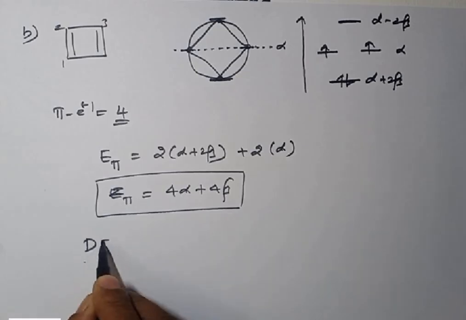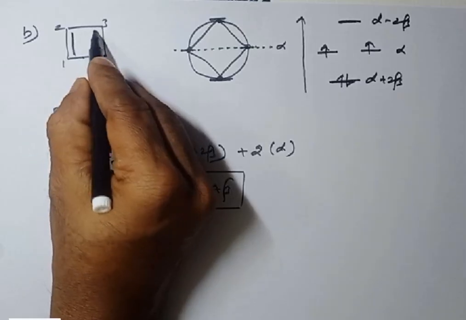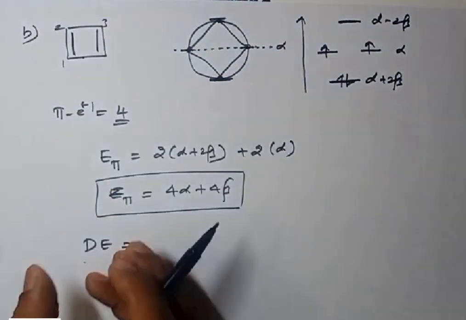Now, what is the delocalization energy? Yes, I have alternate double bonds. See, double bond, single bond, double bond. Since we have alternate double bonds, conjugation is possible. Resonance is possible. Okay, so what's the delocalization energy?